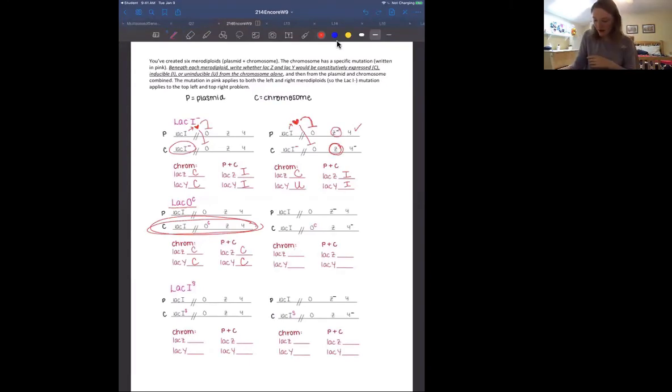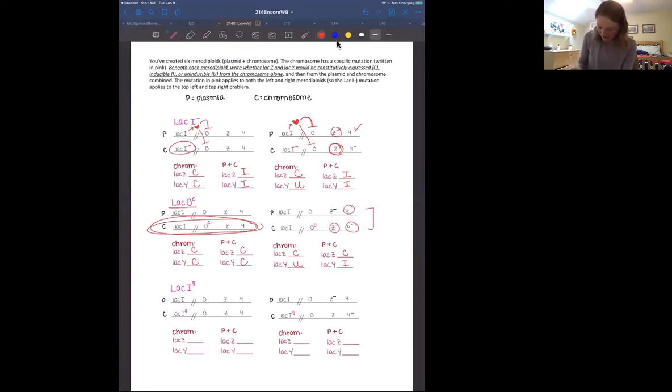Okay, next we're going to look at this problem here. So just looking at the chromosome, which has a Y minus mutation, the chromosome is going to give us constitutive expression of Z, but uninducible expression of Y because Y is deleted. But then when we're looking at the plasmid and the chromosome, again, we're going to get constitutive expression of Z from the chromosome, and then LAC-Y is going to be inducible because you have a wild type copy on the plasmid.